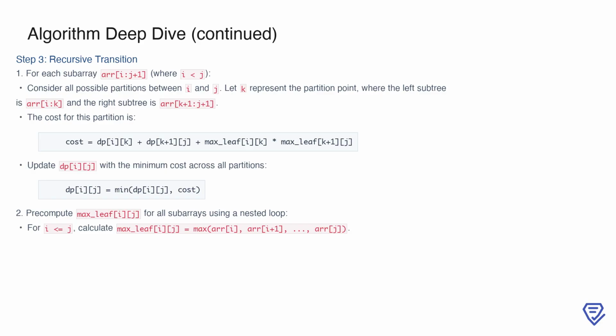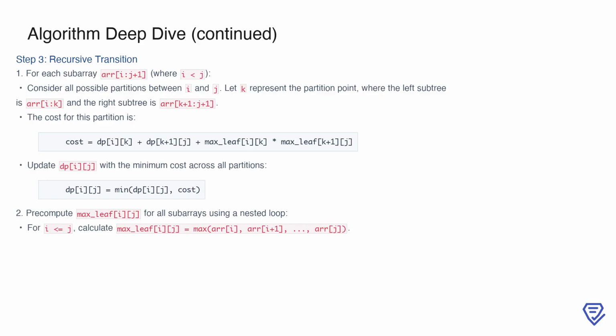The cost of this partition is the sum of three terms: the cost of constructing the left subtree, the cost of constructing the right subtree, and the product of the maximum leaf values in the left and right subtrees. Mathematically, this is expressed as cost equals dp[i][k] plus dp[k+1][j] plus max_leaf[i][k] * max_leaf[k+1][j]. To find the minimum cost for dp[i][j], we iterate through all possible partitions and take the smallest cost.